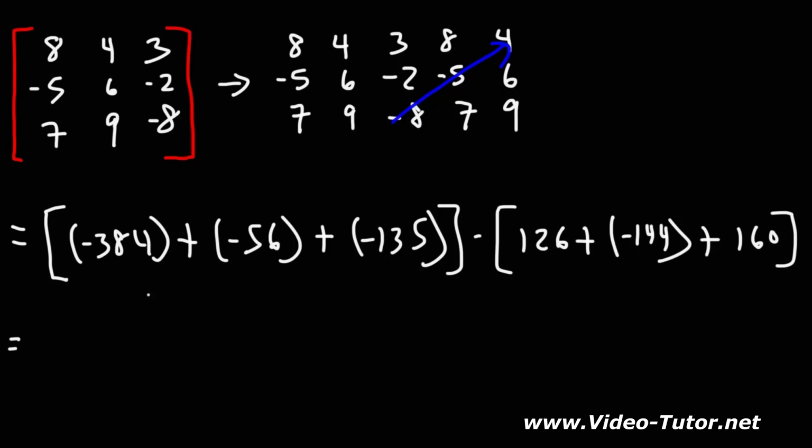So now let's do the math. Let's add those three numbers. Negative 384 plus negative 56, or just minus 56, minus 135. That's going to be negative 575.